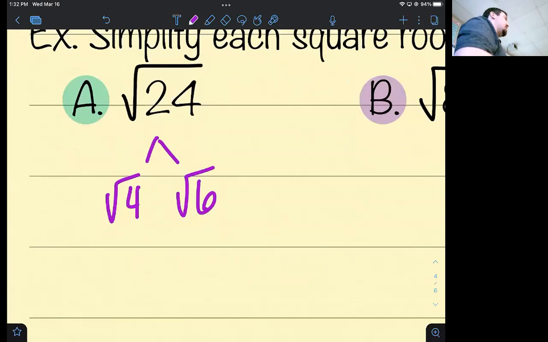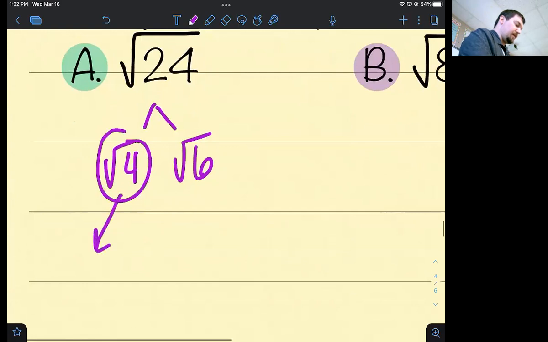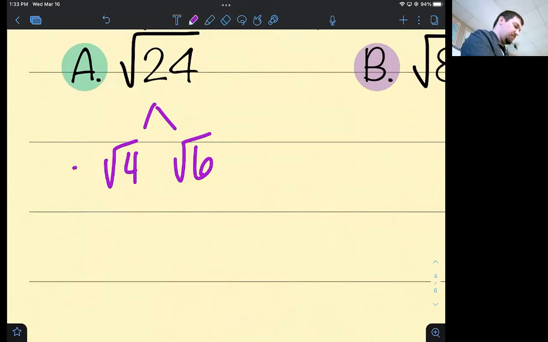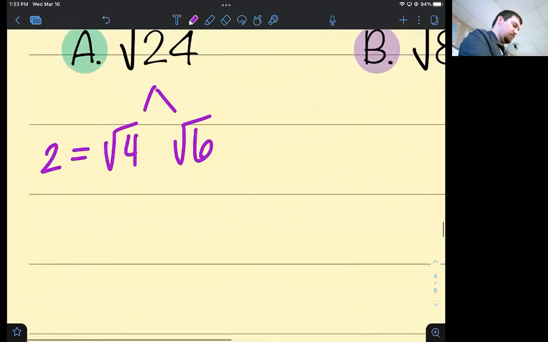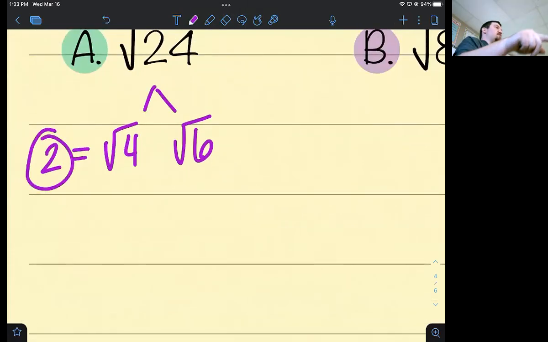Now, the reason I asked if there's a perfect square that goes in is because what is the square root of 4? 2. So this is now 2. Don't write what I wrote. Just put equals 2 and circle. I don't want to make it look like my tree's growing. It's not growing. Actually, that branch is now dead. Alive. It's alive. It's an integer. It's a natural number. Is there a perfect square that goes into the square root of 6? No. So then I leave it at square root of 6.